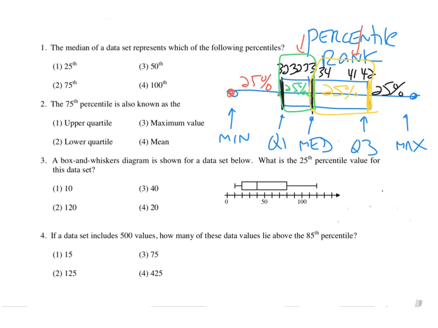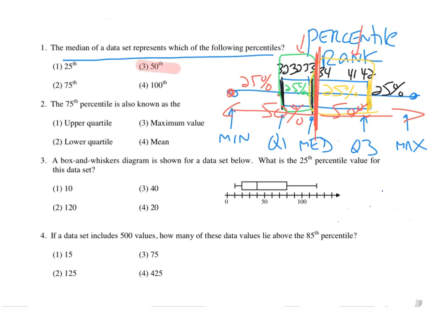It says the median of the data represents which of the following percentiles? Well, remember the significance of the median. 50% of the data is less than the median, and 50% is more. So that means for percentiles, the median corresponds to the 50th percentile.